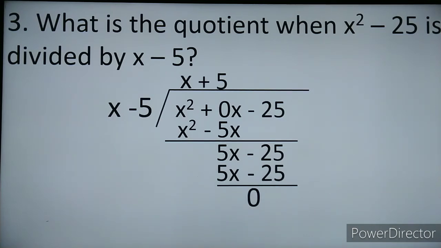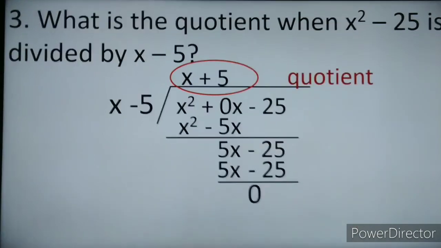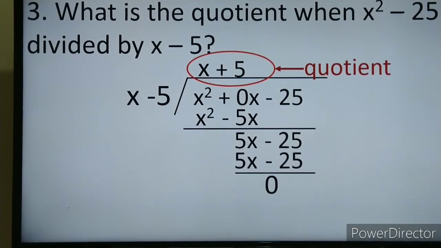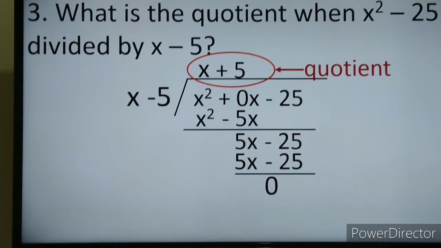So once you end up at 0, which means that is your remainder, so that's the end of your solution. So what is your final answer, class? The final answer is x plus 5. So that will be your quotient. Okay?